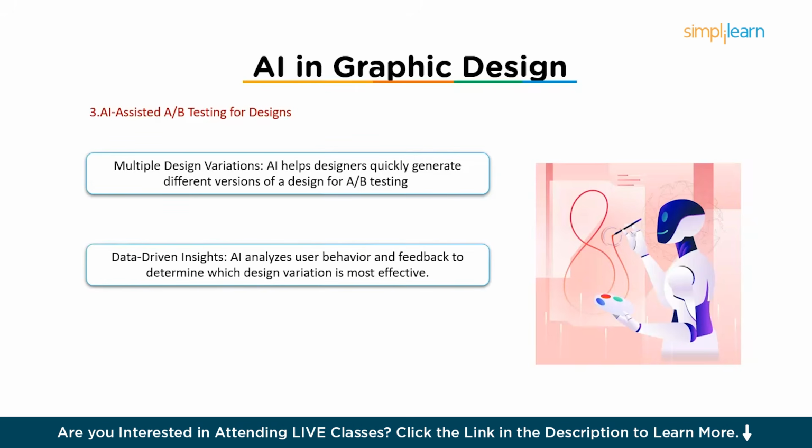Then we have data-driven insights. So AI analyzes user behavior and feedback, for example, clicks, engagement, time spent on page, to determine which design variation is more effective. So this data helps designers understand what resonates best with the target audience.